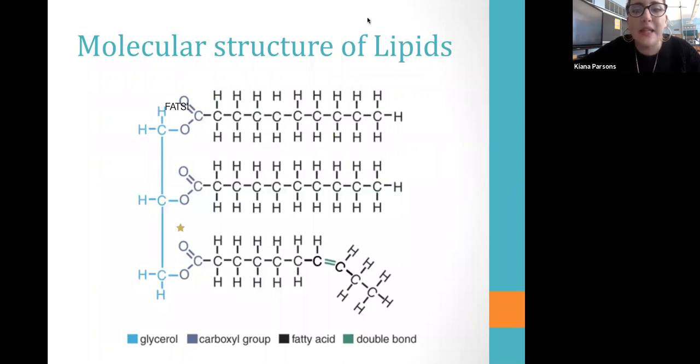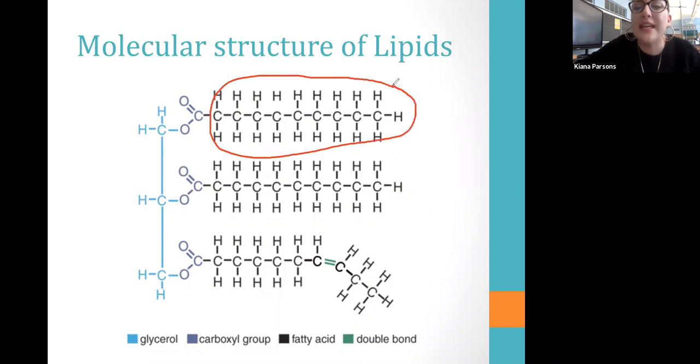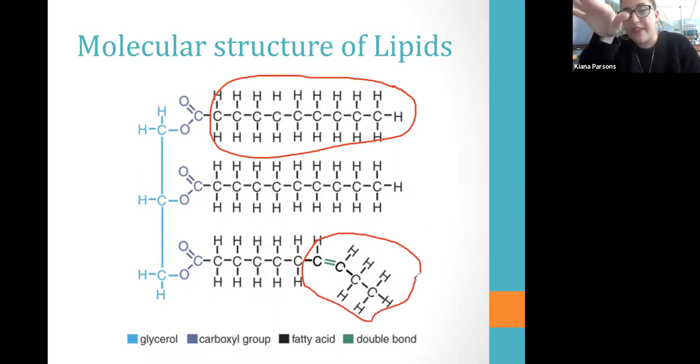And this is the molecular structure of lipids, and you want to recognize this sort of long hydrocarbon tail. And I'm going to circle what I'm talking about. This is the tail here. And if you see something that looks like this, and you can see here the tail is sort of tipping off the end, you want to recognize this type of molecular structure as a lipid. And you can see here this is made of glycerol and fatty acids. And that is the molecular structure of a lipid.